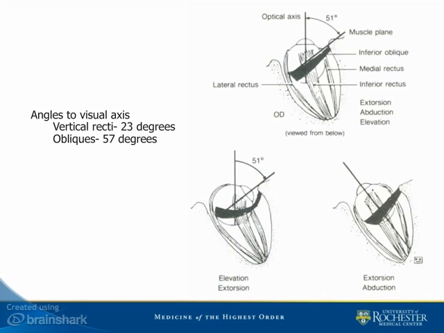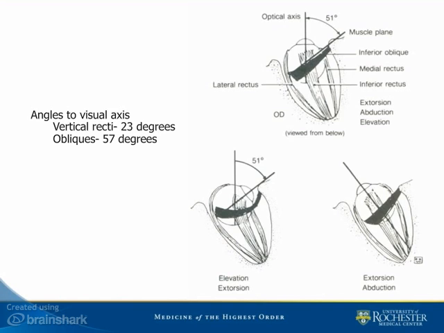The oblique muscles are demonstrated in this schematic. These have a much larger angle to the optical axis, and this is why these muscles act primarily as torters of the globe, or rotators around the anterior-posterior axis. Some books have this angle at 51 degrees, some at 57 degrees, but you can see that in primary position, if the inferior oblique muscle pulls, it's going to create a large amount of extorsion in the eye.